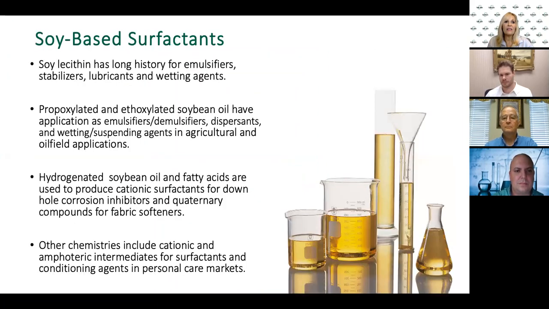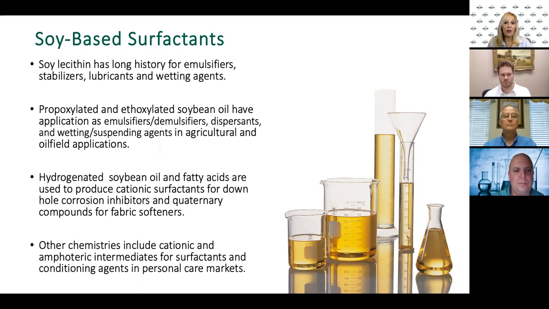In fact, soy has been used in surfactants for decades, starting with soy lecithin, which was popularly used for emulsifiers for food applications, stabilizers, lubricants, and wetting agents. And over the years, chemical transformation of soybean oil has resulted in a vast expansion into many other applications.